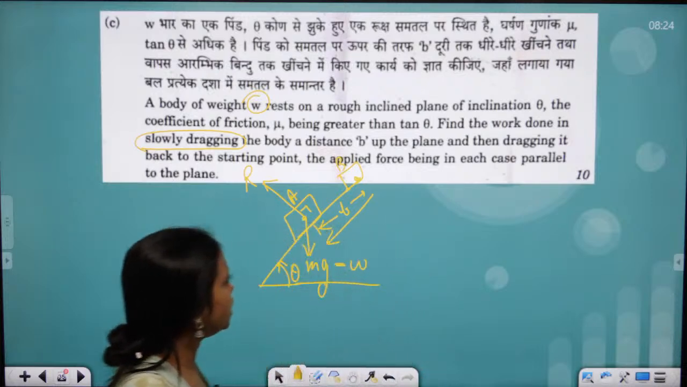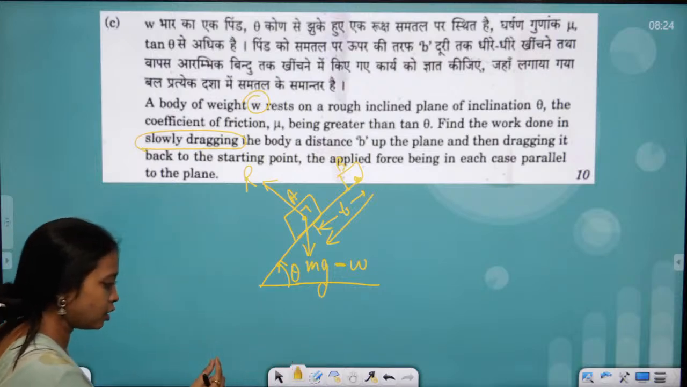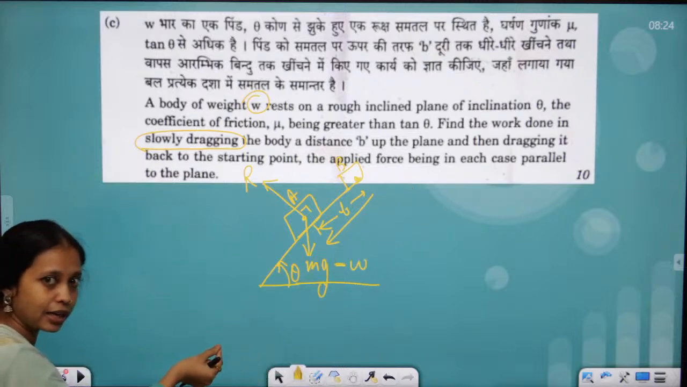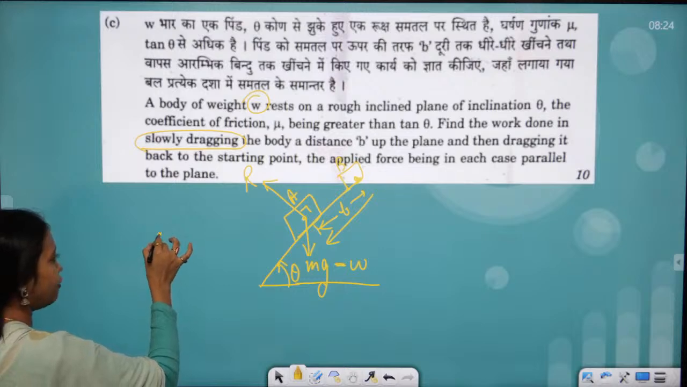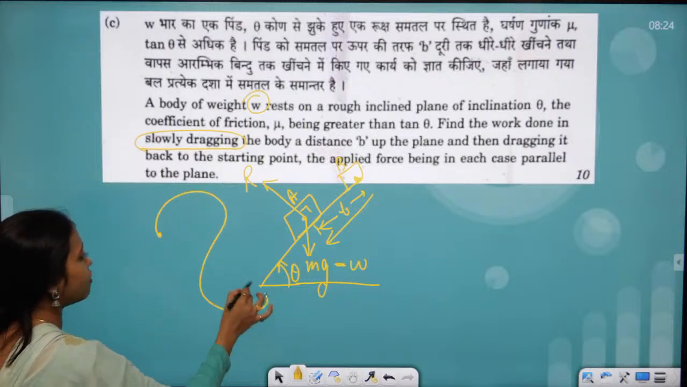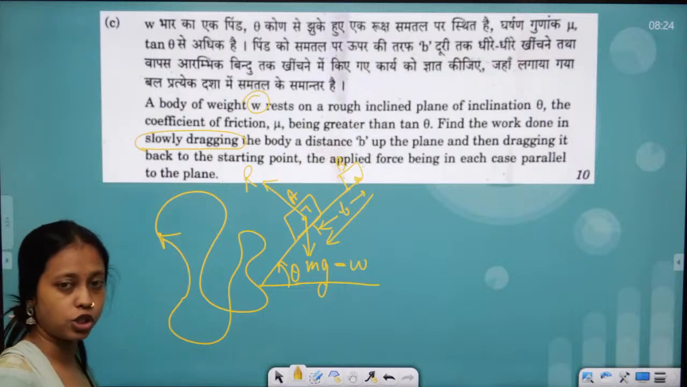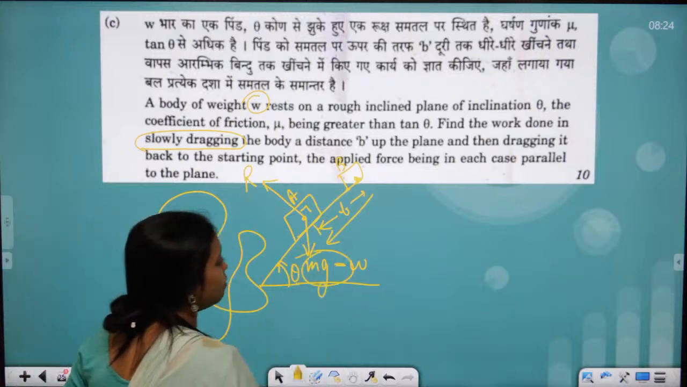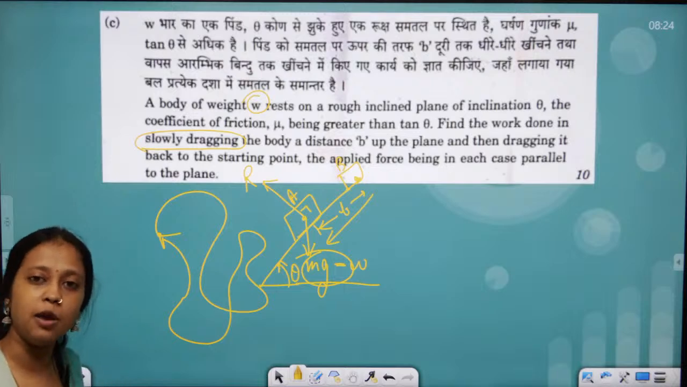But after that, you see mg. You are dragging the body from a point A to a point B and then dragging it back to A. Whatever your path, you are coming back to that initial position, so the work done by the conservative force is 0. What is the conservative force over here? mg is the conservative force. That means no work has been done by mg.